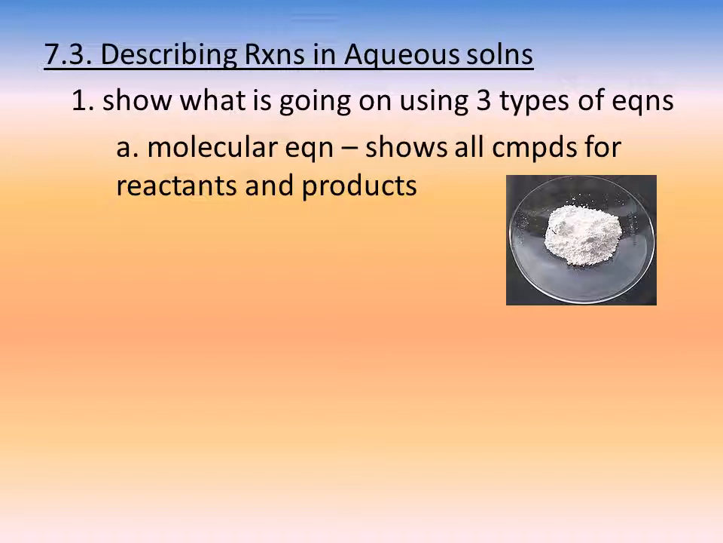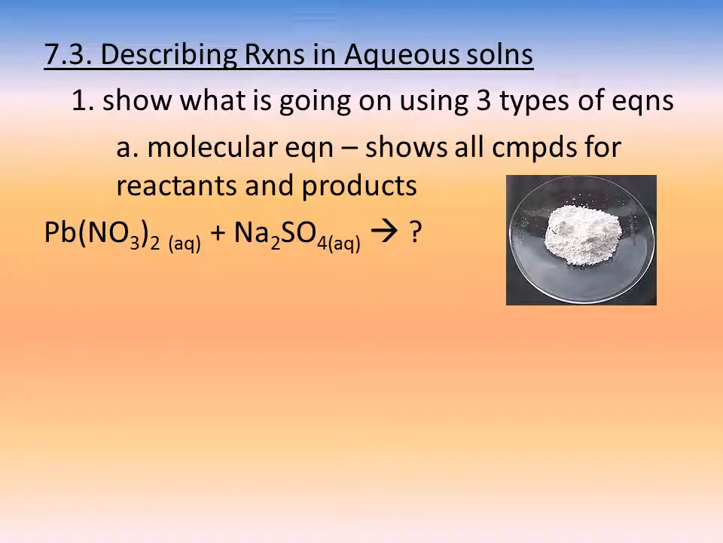The first type of equation is called the molecular equation. It shows all the compounds for the reactants and products. If you think about that, that's exactly what we've been doing for the last few days: we show the formulas of the reactants and the formulas of the products. So that's what we're doing again.